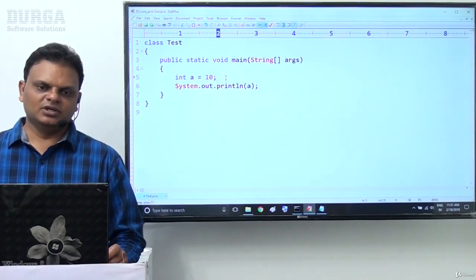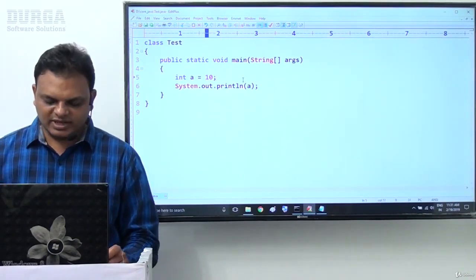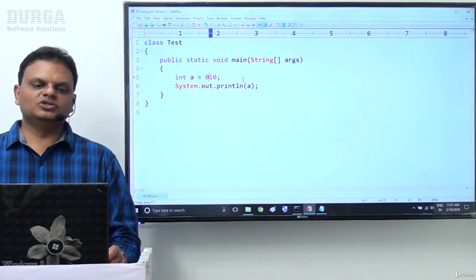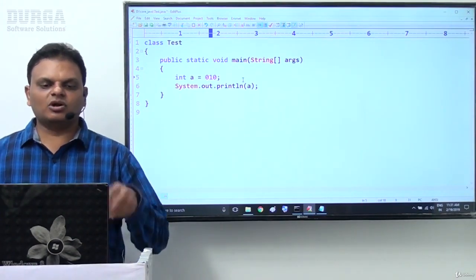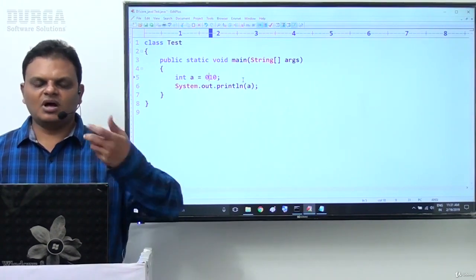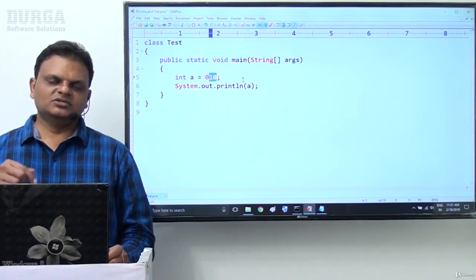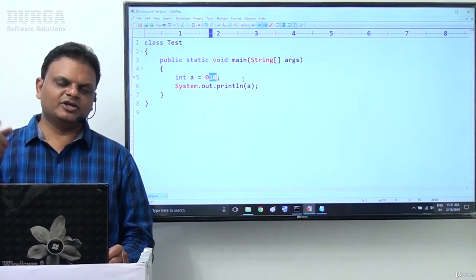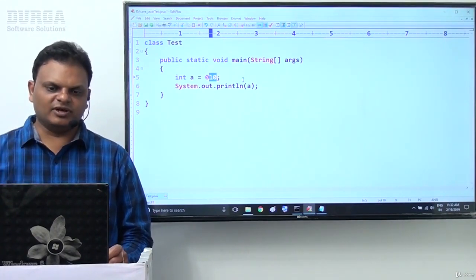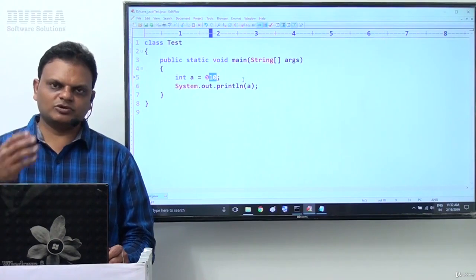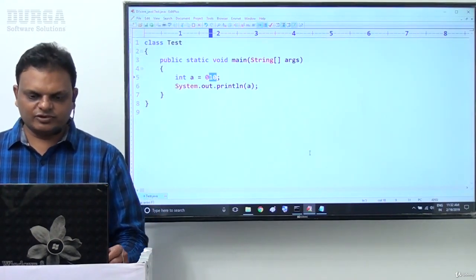But I want to make this number an octal number. If you want to make this number an octal number, we have to provide a 0 prefix. If you provide 0, now automatically this number is treated as an octal number. If it is octal, what is the decimal equivalent for this number? 0 into 8 power 0 plus 1 into 8 power 1. So 0 into 8 power 0 is 0, plus 1 into 8 power 1, that means 1 into 8. 8 is the decimal equivalent we are able to get.